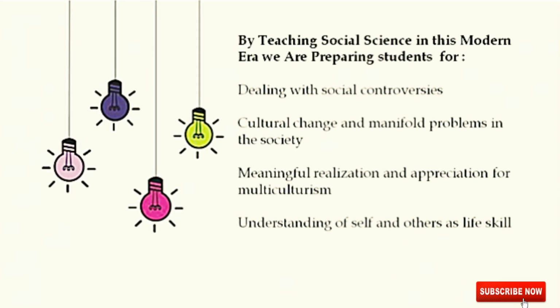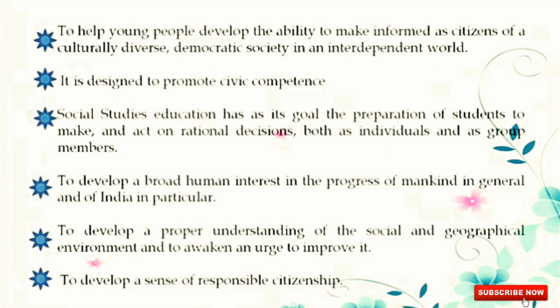By teaching social science in this modern era, we are preparing students for dealing with social controversies, cultural change and manifold problems in society, and for meaningful realization and appreciation of multiculturalism. We need to understand self and other as life skills. We need to promote young people's development of the ability to make informed decisions as citizens of a culturally diverse democratic society in an interdependent world. We need to design to promote civic competence.